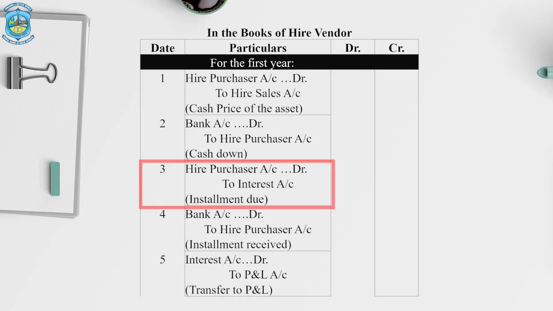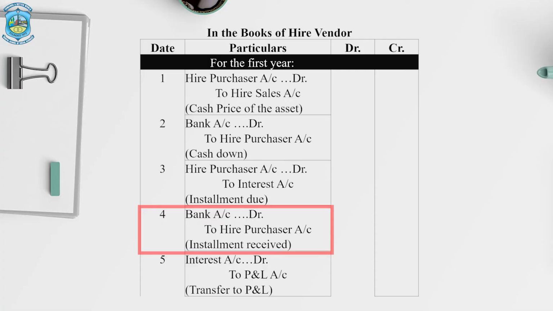And who will be paying this interest amount? Of course, the purchaser. So, the vendor will be debiting the hire purchaser simply as a debtor, the person from whom some amount is to be recovered. Therefore, for the entry of interest becoming due, this hire purchaser account debited to interest. Now, once this interest also becomes due, he will receive the payment. The vendor will receive the payment from the purchaser. Therefore, for the receipt of installment, the entry would be bank account debited to hire purchaser. It is as simple as that.